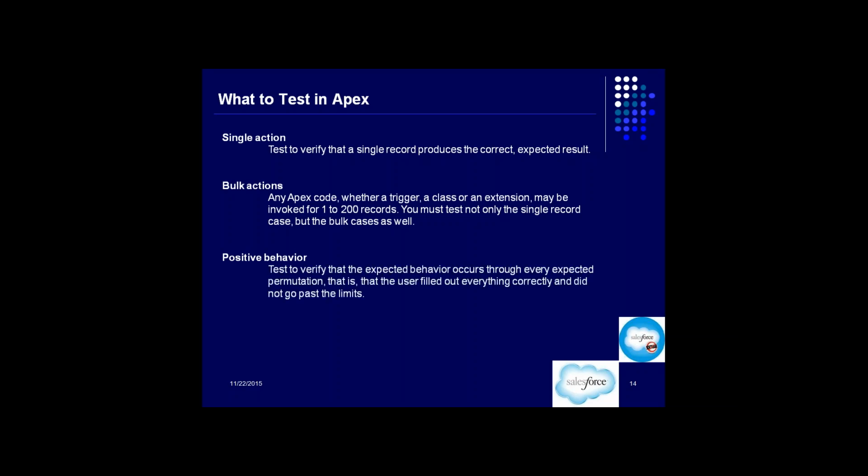Test to verify that the expected behavior occurs. So whatever behavior you are expecting, the positive behavior, that is working through every expected permutation, that is, the user filled out everything correctly and did not go past the limits. So if the user supplies all the values and everything is supplied, then the behavior is positive. If the industry is provided properly, it is technology, then is the description getting updated to technology account or not? That's the positive behavior.